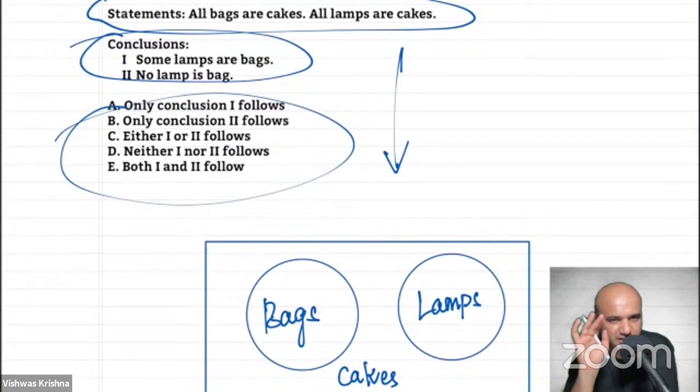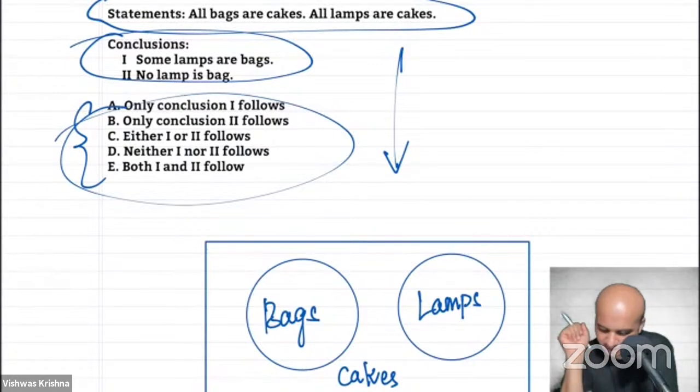Now, this is only the statements part. Now we'll have to look at the conclusion and check whether this matches any of the 5 options which are given here. Now, what does the conclusion say? The conclusion says some lamps are bags. Some lamps are bags, they say. And the second conclusion says no lamp is a bag.